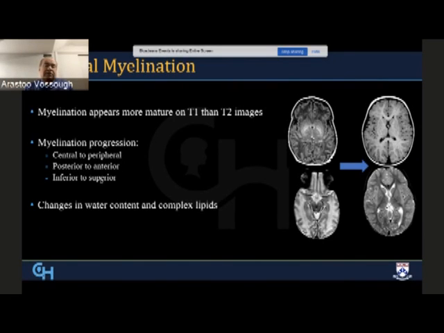That's a general rule of thumb. And there is at least one disorder in which this pattern is not followed. These changes in myelination, just to probably oversimplify it, occur as a result of changes in water content, which may go down, and maturation and deposition of complex lipids as part of the myelination process.